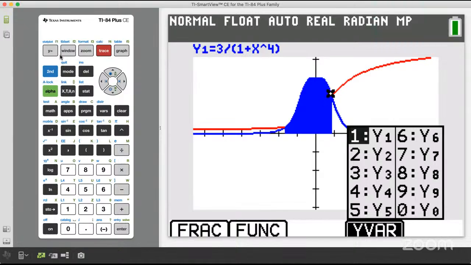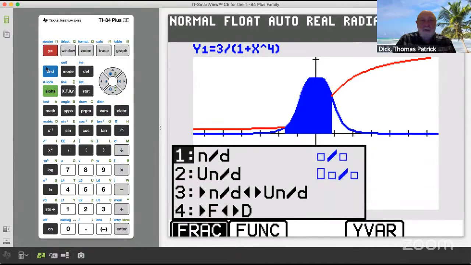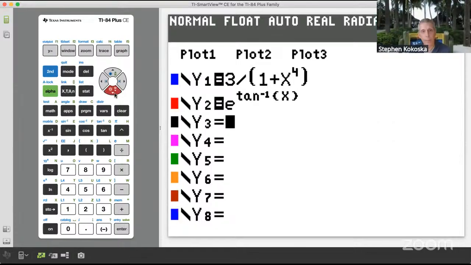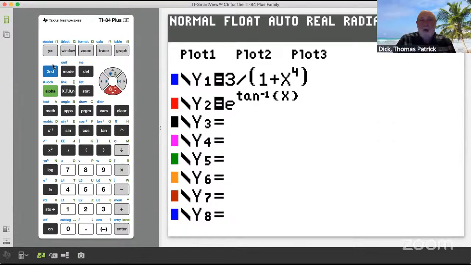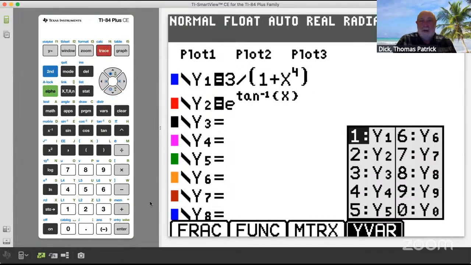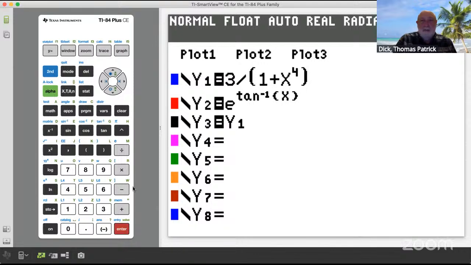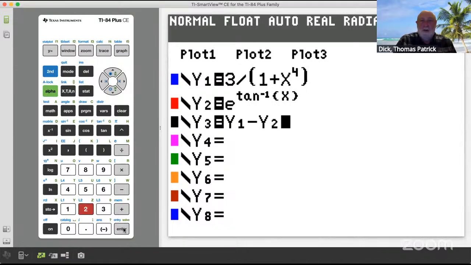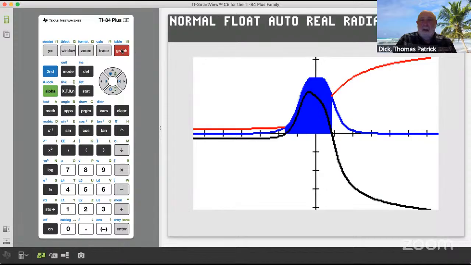Okay, so let me go to y equals, and I want to pull up y1. I could do alpha F4. There we go. Minus, and then alpha F4, number 2, Y2. And now that black graph is the one that we're really after.